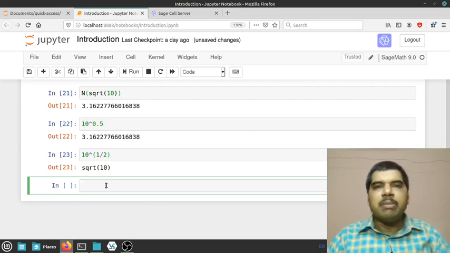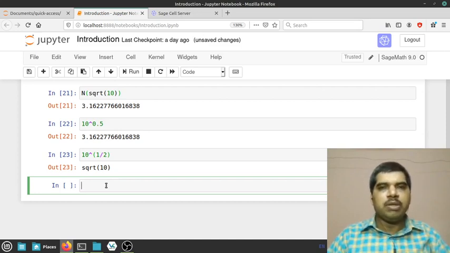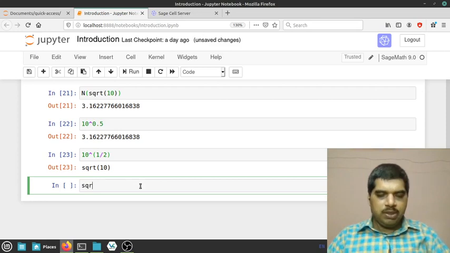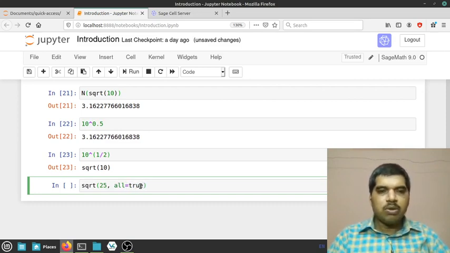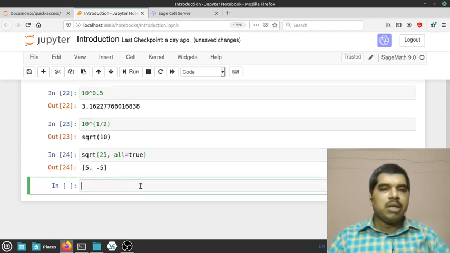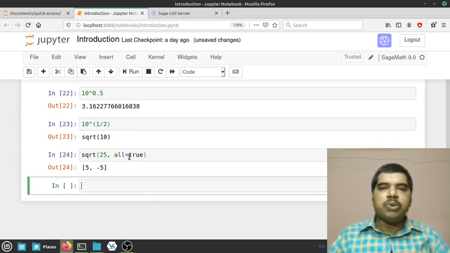Now, we know that in mathematics, square root of 10 or square root of 25 is not just one number. It's actually a pair of numbers, because negative and positive roots are there. To see all roots, we can give an extra parameter like all equal to true in the square root function in the following way. Square root of 25, all equal to true. That means that we want all roots, not just one positive root. Otherwise, Sage will be giving only the positive root. And if we evaluate, we get the roots to be 5 and -5. So all equal to true is the key here to get all the square roots.